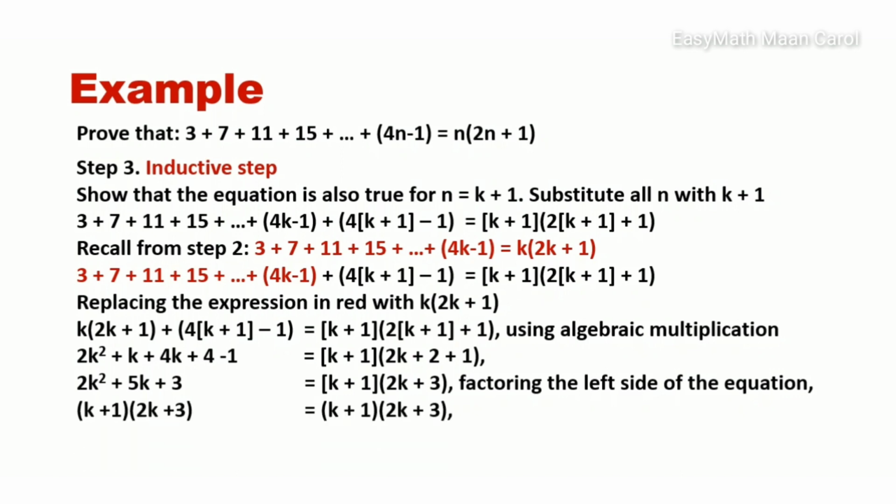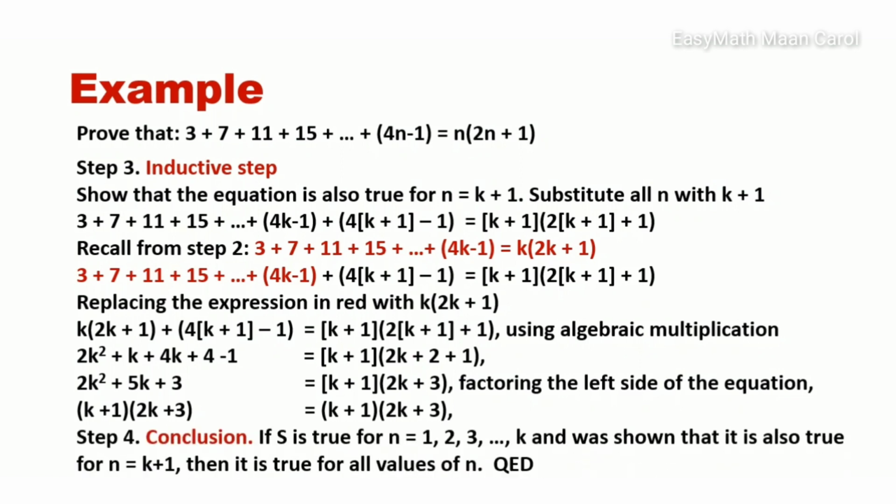Simple yun. So, pinakahuli, i-factor natin yung leftmost side of the equation. So, yung 2k squared plus 5k plus 3. Pag pinactor natin siya, ang equivalent na expression niya ay k plus 1 — so, the quantity k plus 1 times 2k plus 3. At, makikita natin equal din siya dun sa kanan. So, dun sa last part na yon, naipakita natin that the left side of the equation is equal to the right side of the equation.